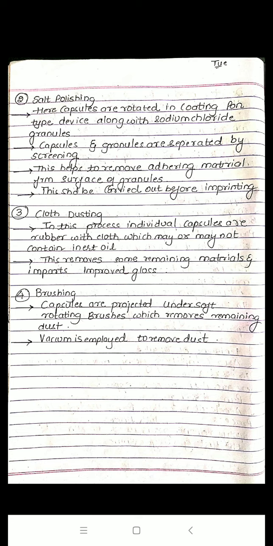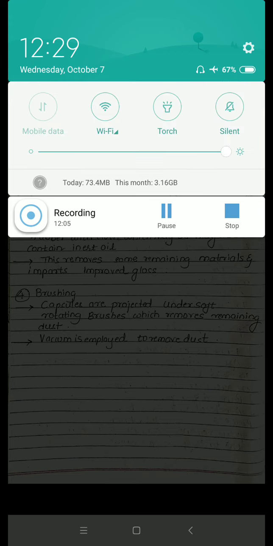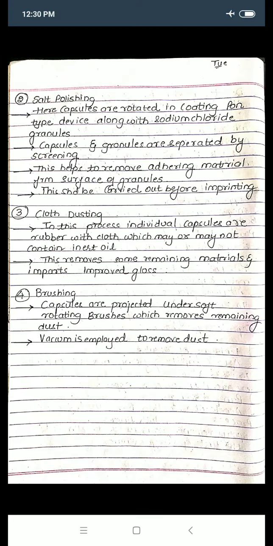Next, another method is brushing. So you can also brush. Capsules are projected under a soft rotating brushes which removes the remaining dust, and the vacuum is employed to remove the dust. So this was all about hard gelatin capsule.